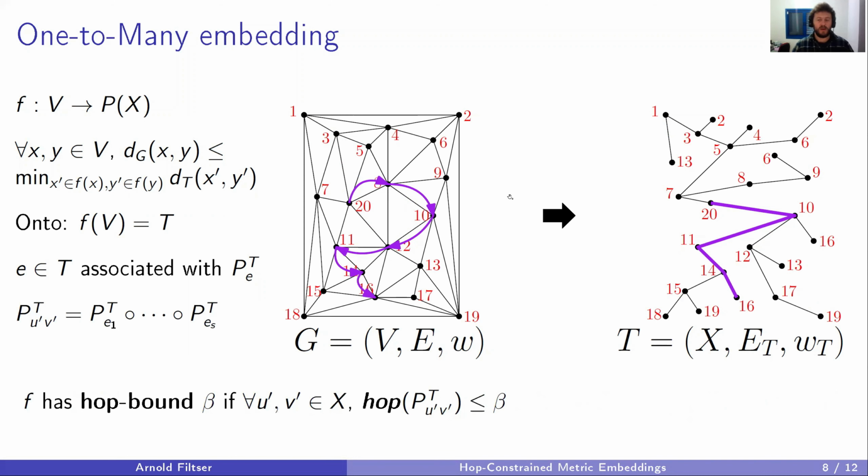And we say that the one-to-many embedding F has hop bound beta if for every pair of copies u prime and v prime, the path associated with them has at most beta hops.